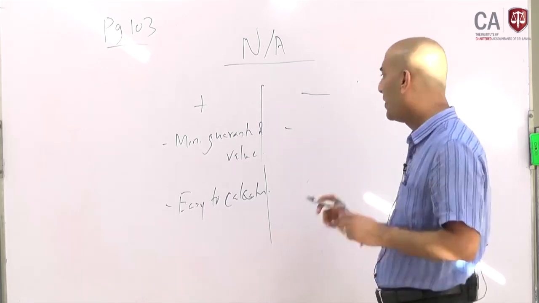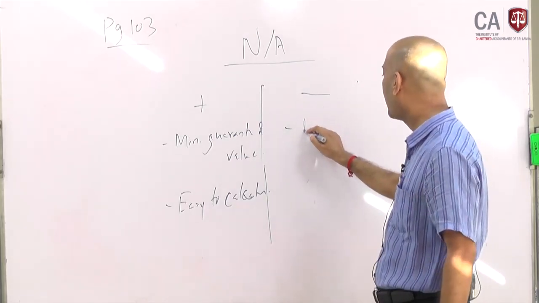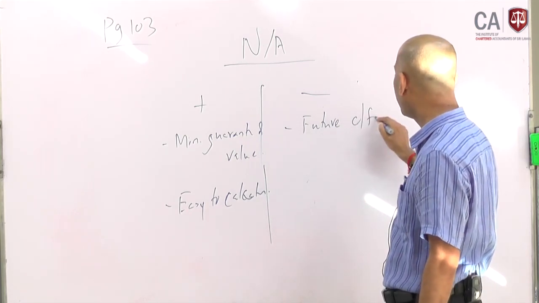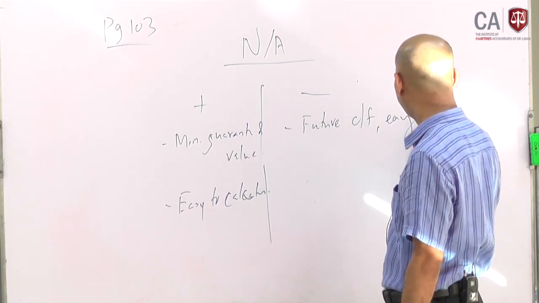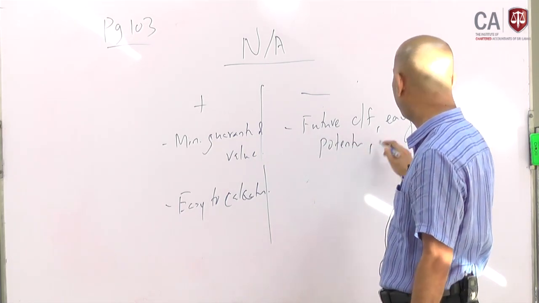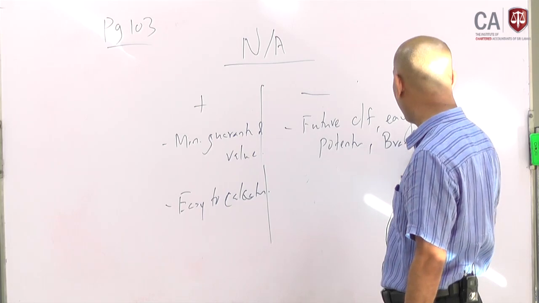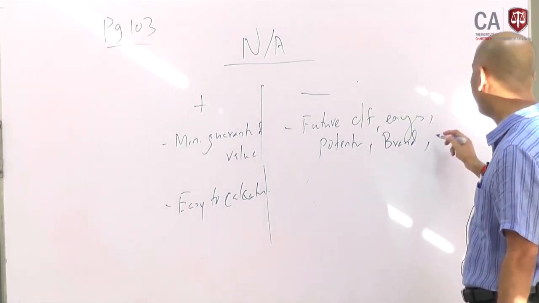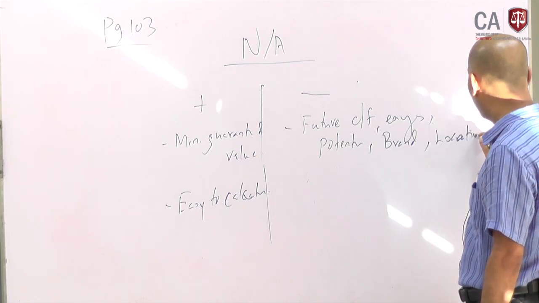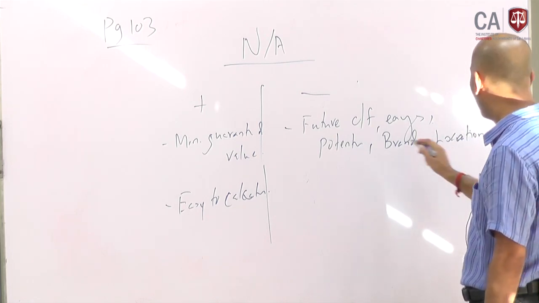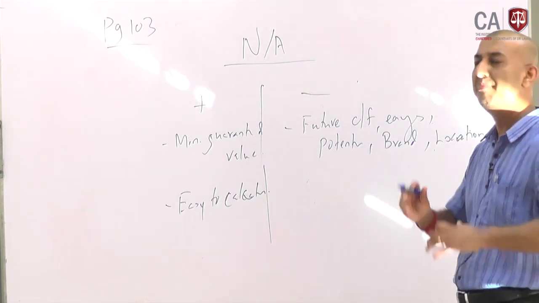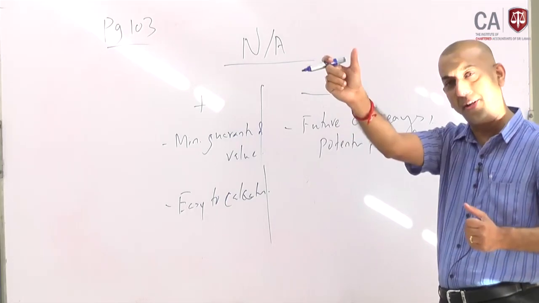Minus. The issue is it does not look at your future cash flows, earnings, potential, brand name or brand value, and your location benefit, right? There are many things. Your future related stuff you don't consider under the net asset basis of value. It blindly takes your balance sheet and says this is the value of the company.